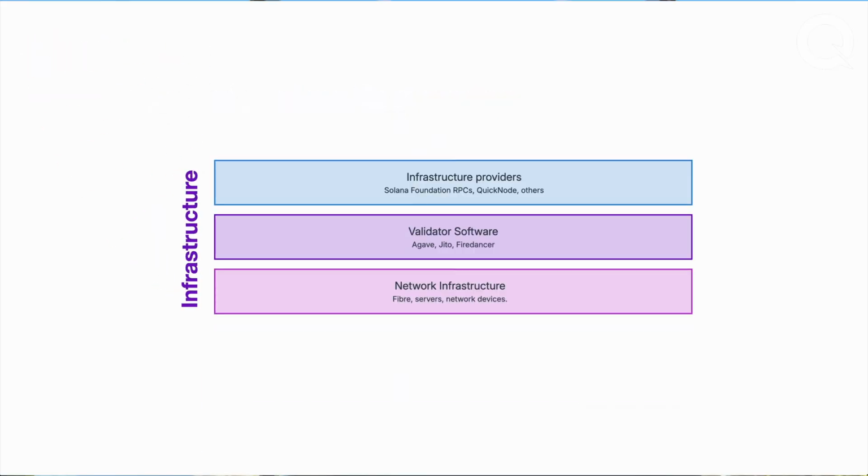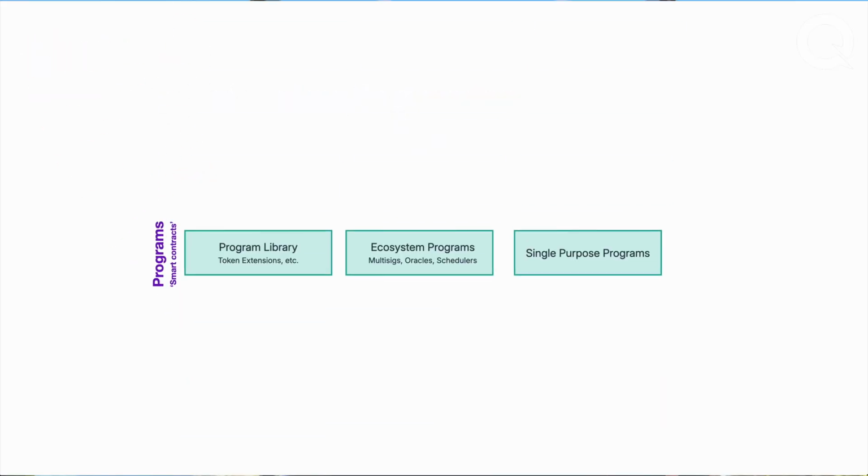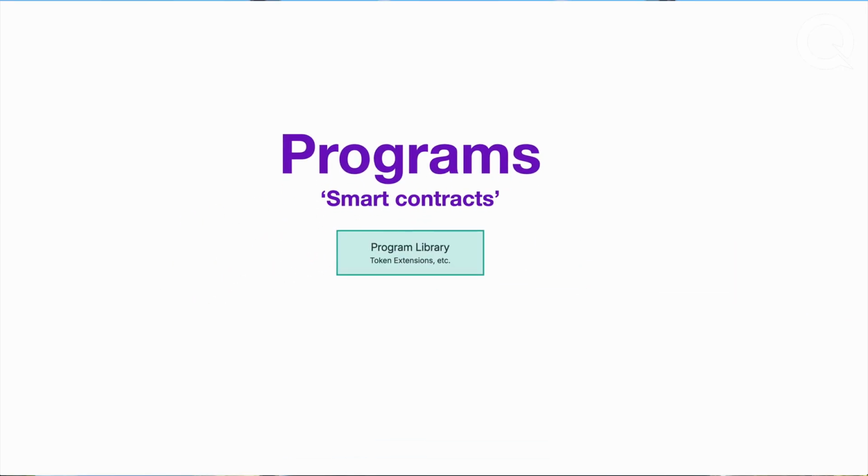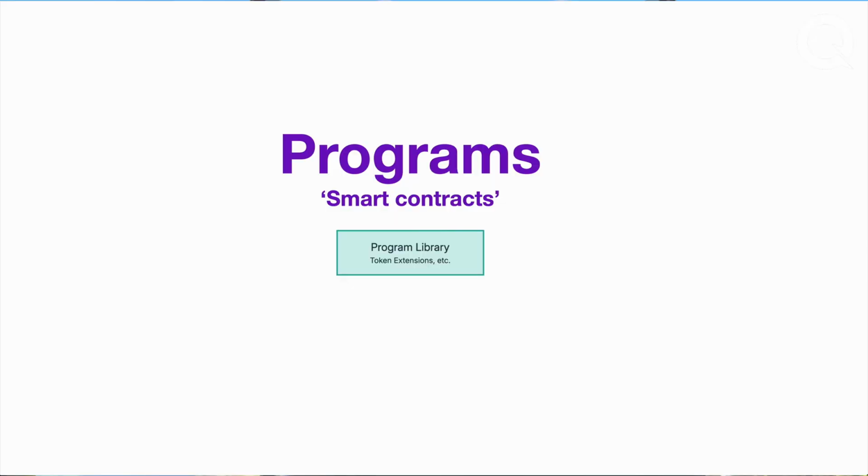So that's Solana infrastructure. The next level above that are the programs that run on it. So the first thing I want to talk about is the Solana program library. Particularly, I want to talk about the token extensions program because we're about a couple of years into Solana having this new program that allows a bunch of extra features. And I want to find out if Solana is actually using those or not, and what extensions are actually being used.